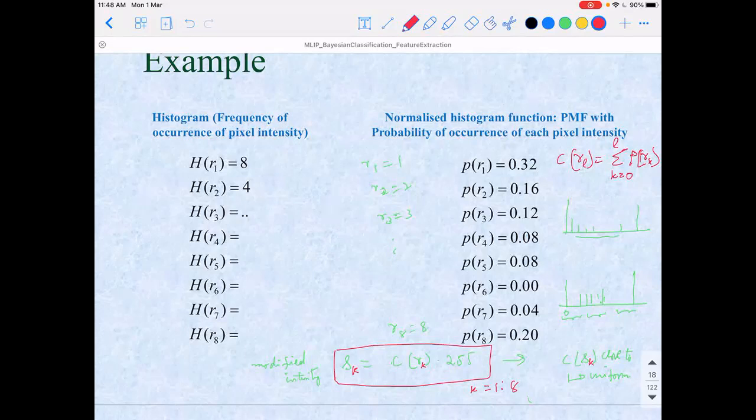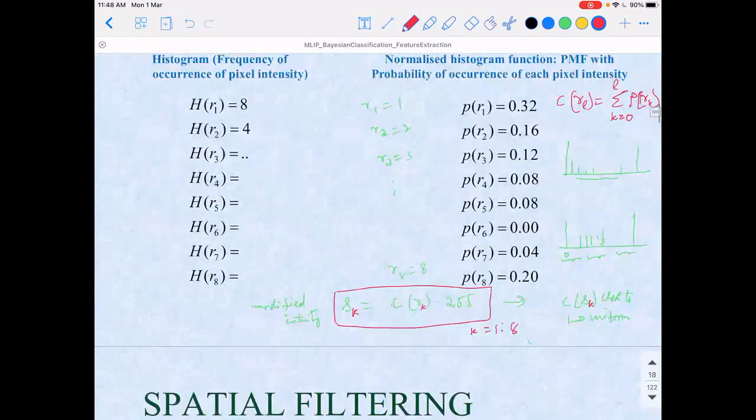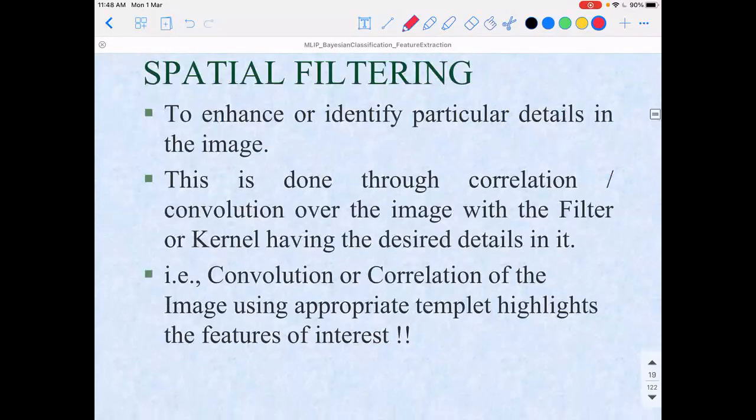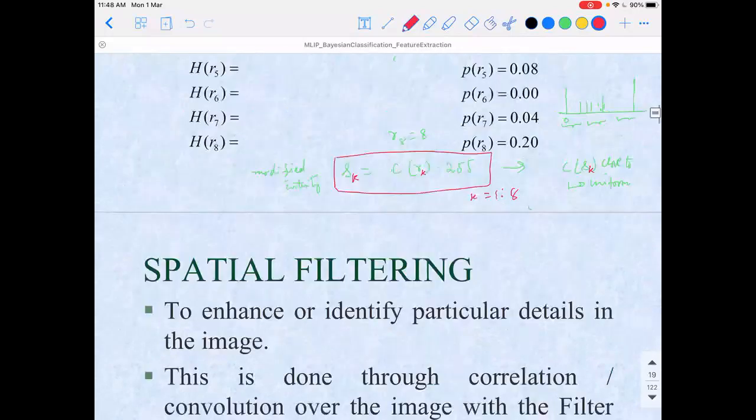Is this fine? Yes, sir. Okay. So for detailed discussion, I suggest you to refer to the lab video lecture. So this is regarding the pre-processing.